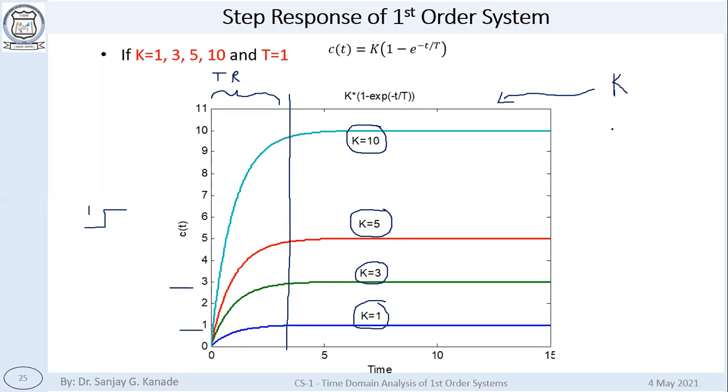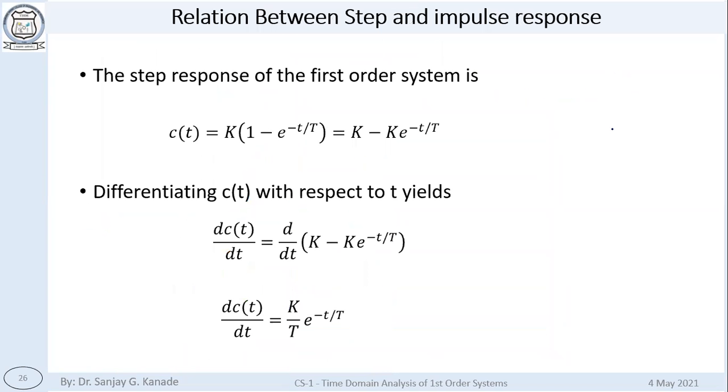Okay. Now, what is the relationship between step and impulse response? If you can recall, what is the relationship between step input and impulse input? They have a differential and integral relationship, right? If we integrate the impulse signal, we get the step signal. If we differentiate the step signal, we get the impulse signal. A similar relationship exists between the step and impulse response.